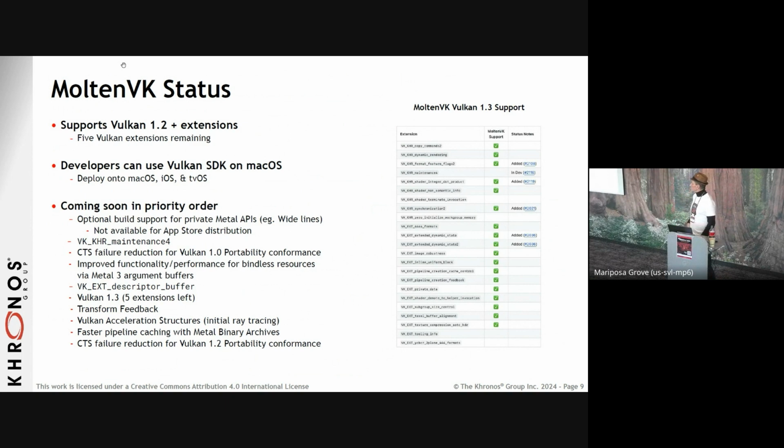And coming soon to a MoltenVK product near you, the first item there is an optional build support for private Metal APIs. As you guys probably know, if you've ever tried to deploy to Apple, they sandbox the heck out of everything in their app store. So one of the things that you cannot do if you want to publish through an app store is use a private API. So MoltenVK has never tried to break that. We've always been a good citizen in terms of Apple.